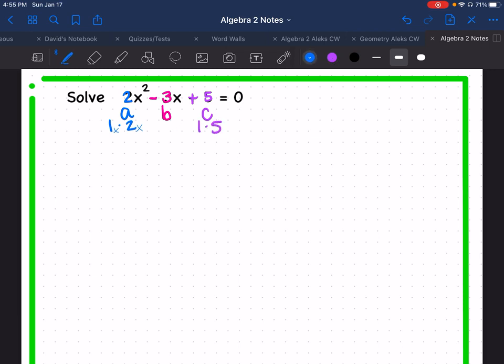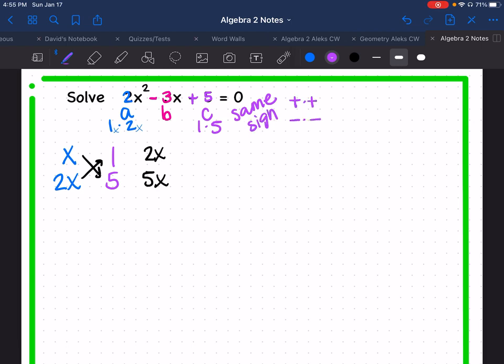So let's just see really fast. X and 2x, 1 and 5. Can I actually factor this? So I get 5x and I get 2x. I have to have the same sign. So that means I have positive times positive, or I have negative times negative. Since my B term is negative, a negative plus a negative is going to give me a negative. So they have to both be negative. So I know that both of these are going to be minus.